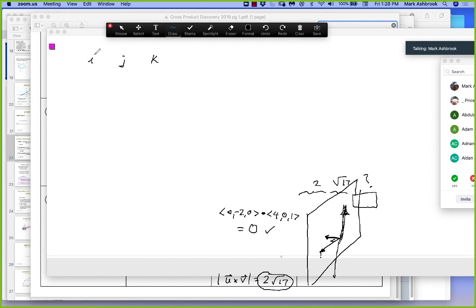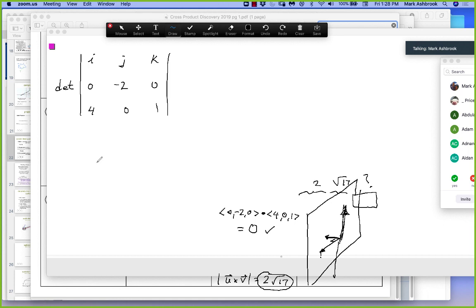And then the first row is I, J, and K. The second row is your first vector in the cross product. And your third row is the second vector in the cross product. And we're gonna make a matrix out of that, and we're gonna do the determinant of that matrix.